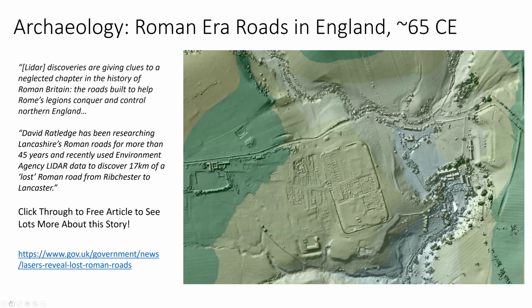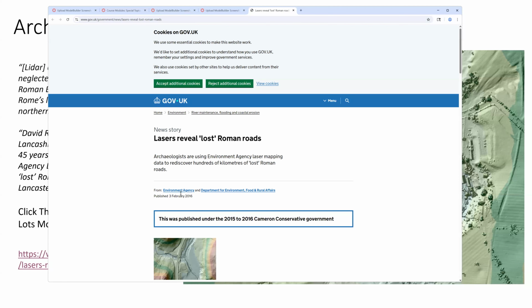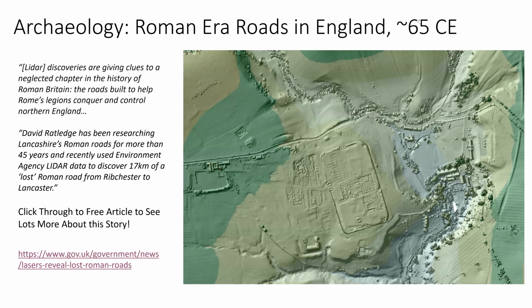This area of Roman era roads in England around 65 AD, or Common Era. There's a good article here. I hope it still works. I'm going to click through to see if it still is alive. Lasers reveal lost Roman roads. Okay, it's still there, and there's the picture I'm showing. When I see these articles, I always clip them, and then I want to look at them later. And I usually do, but anyway, I love the pictures.